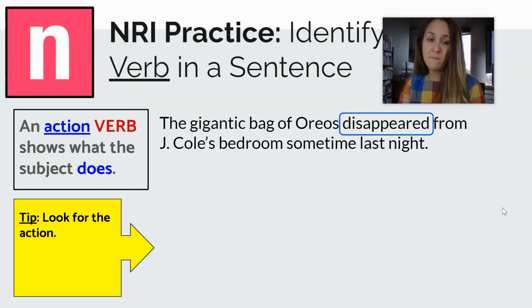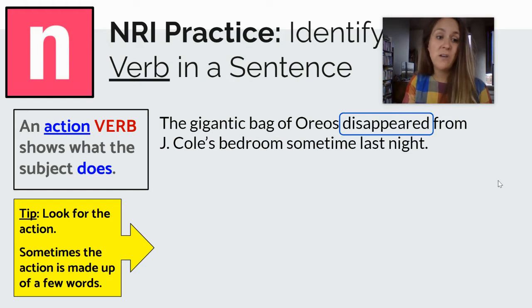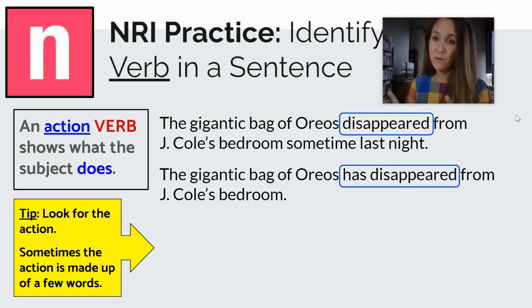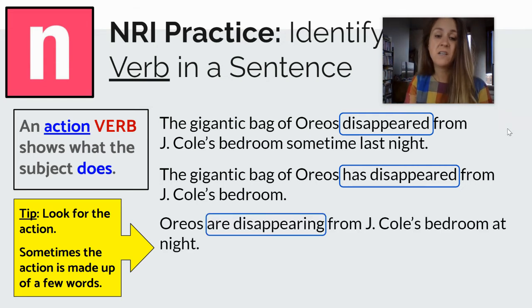Now, what you have to remember is that sometimes the action is more than one word, okay? So there's progressive verbs and perfect verbs and perfect progressive verbs. You don't have to know what any of that is called. What you have to know is that sometimes the action is made up of a few words, okay? So for example, the gigantic bag of Oreos has disappeared from Jake Hull's bedroom. So I know disappeared is the action, but has goes with it: has disappeared.